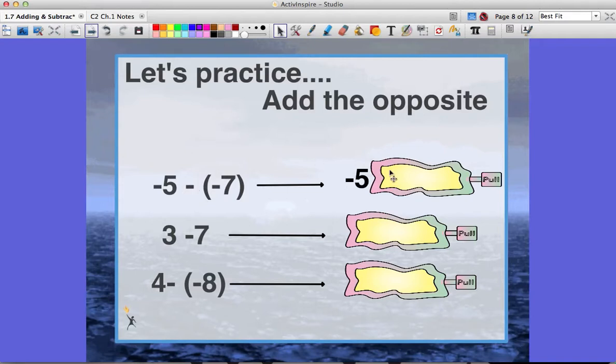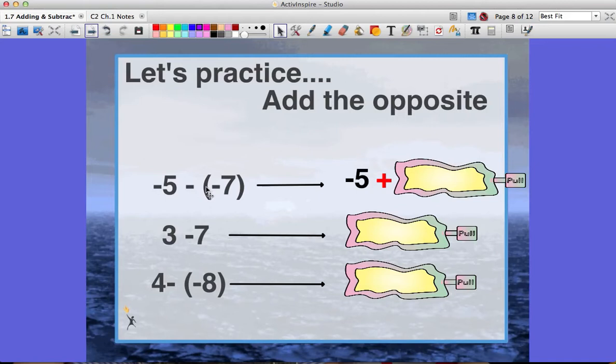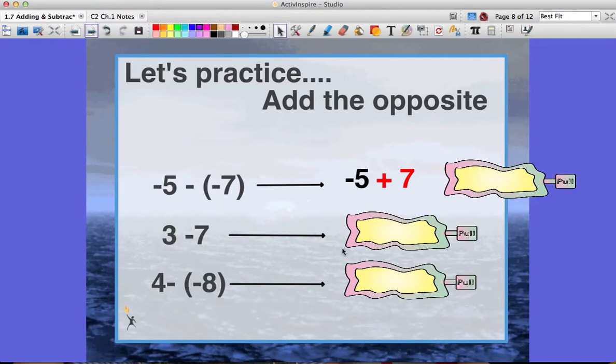We never change our starting number. But I don't want to subtract. I actually want to add. And the opposite of -7, or the additive inverse of -7, is positive 7. So I want you to go ahead and take a minute and pause and rewrite these as adding the opposites or adding with the additive inverse. When you come back, we'll go over your answers.